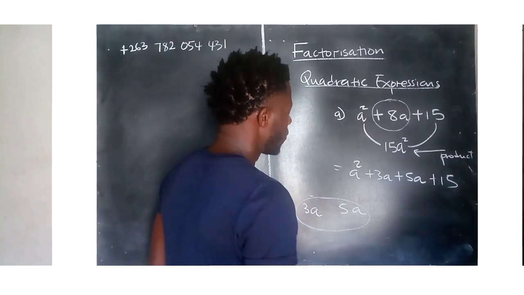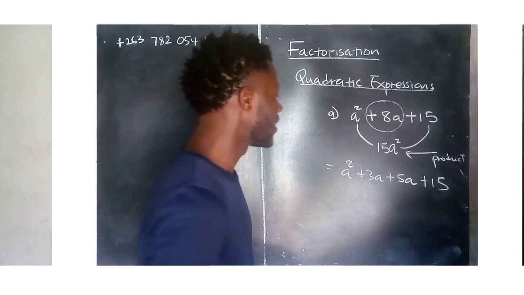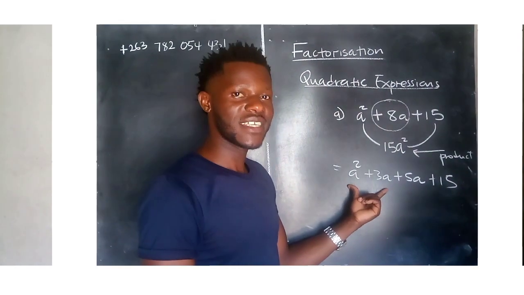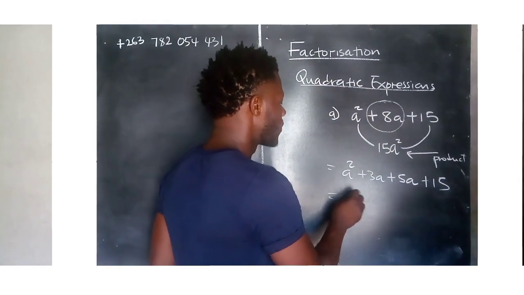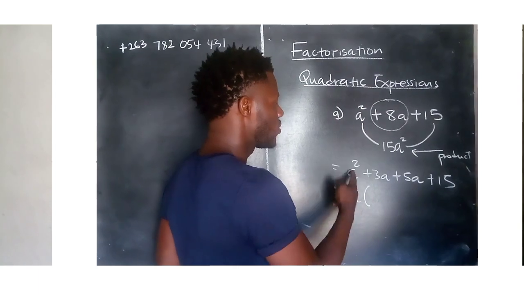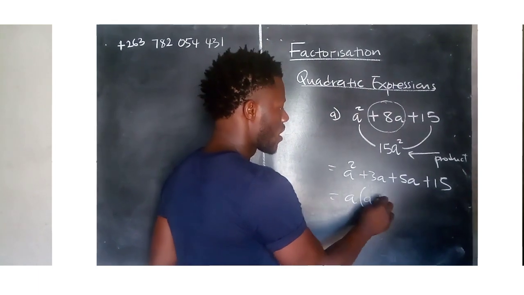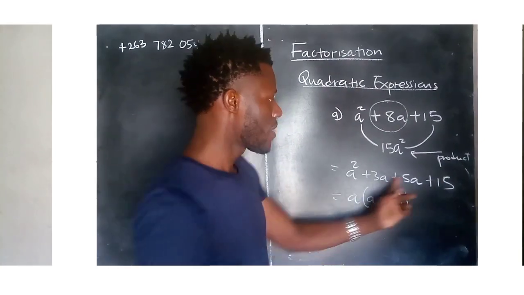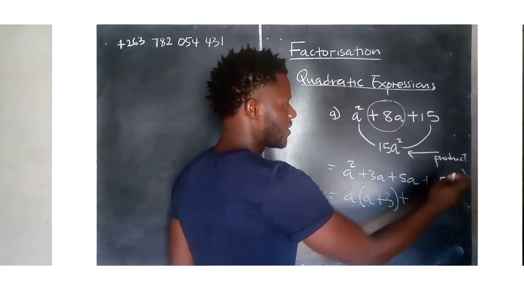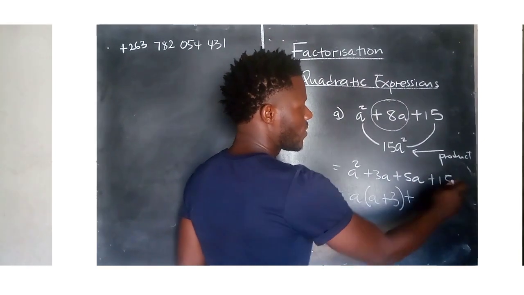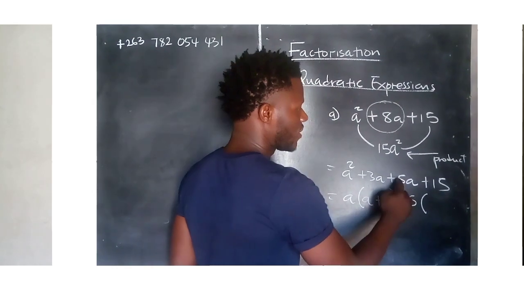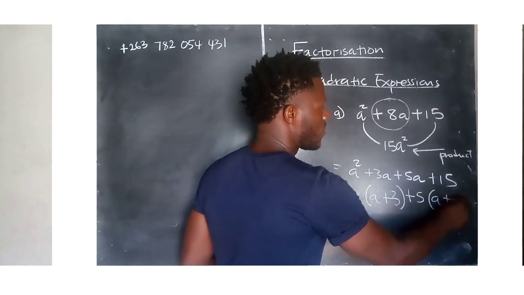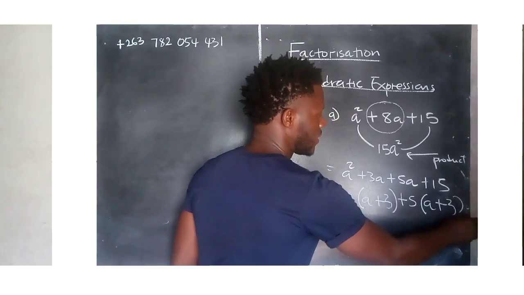Then after that, we can factorize and group them into 2. Among the first 2 terms, the common factor is a. So we have a, open bracket, a into a squared we get a, a into 3a we get 3. Plus, among the last 2, 5a and 15, the common factor is 5. 5 into 5a we get a, plus 5 into 15 we get 3.